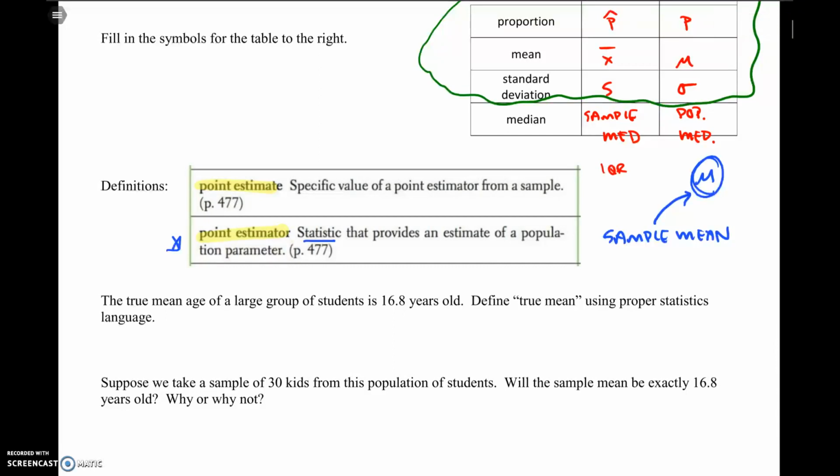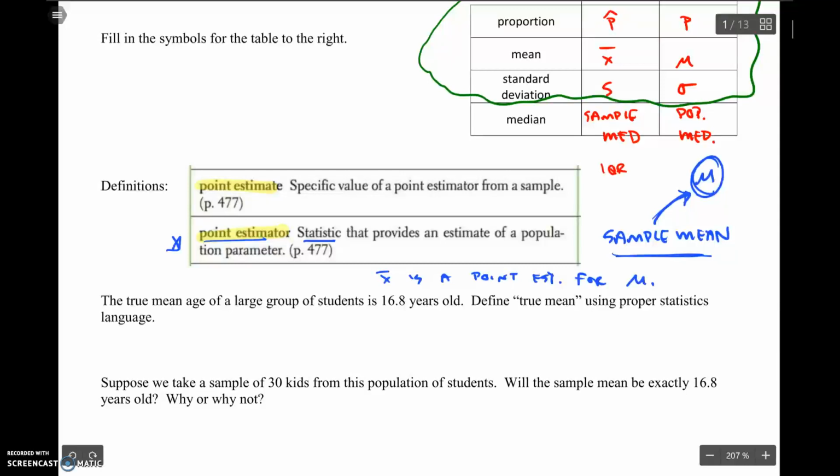But surprisingly, not all sample statistics, like for example, the sample minimum is not a good estimator for the population minimum. But for the big ones, usually that's the stat that's going to estimate, but we just call that a point estimator. So in this case, x bar is a point estimator for mu. Okay? Now a point estimate is just one specific value of that statistic from one sample.